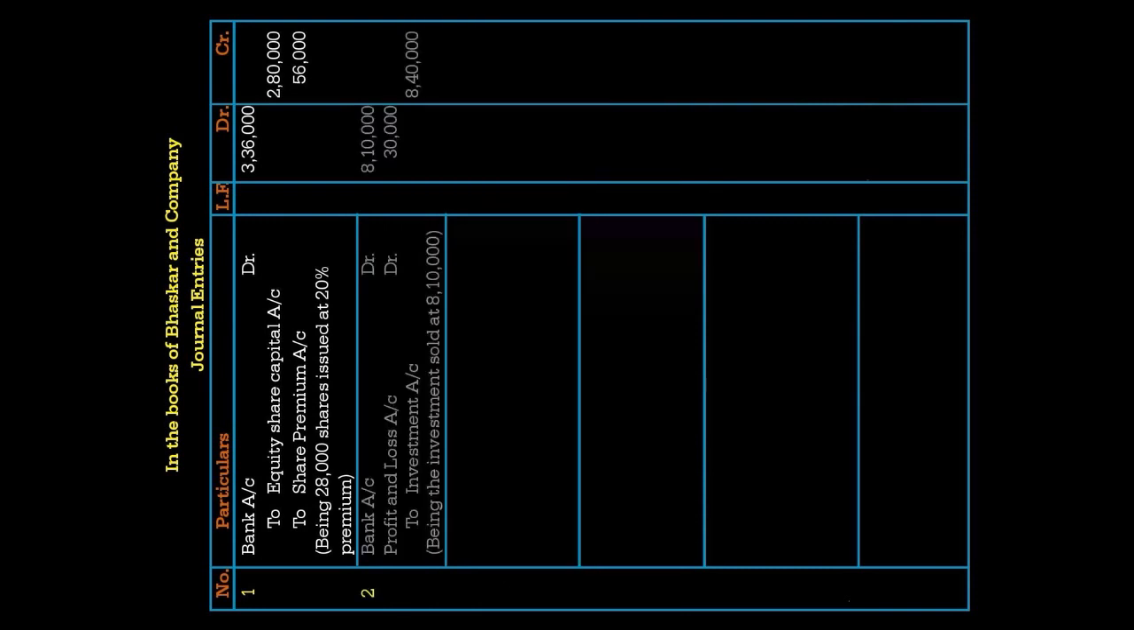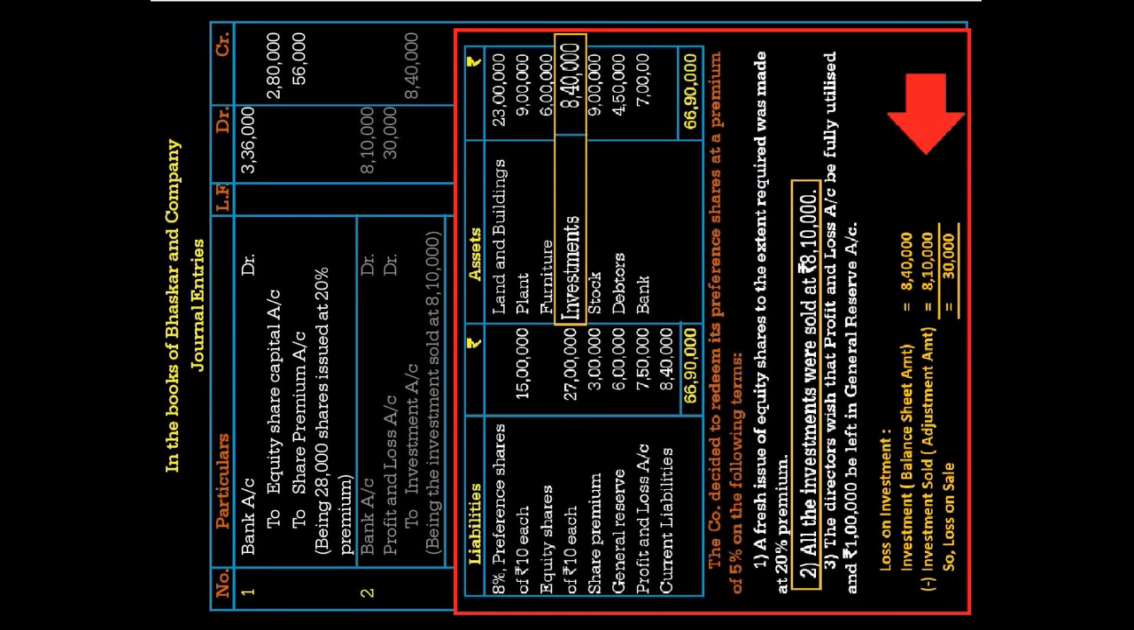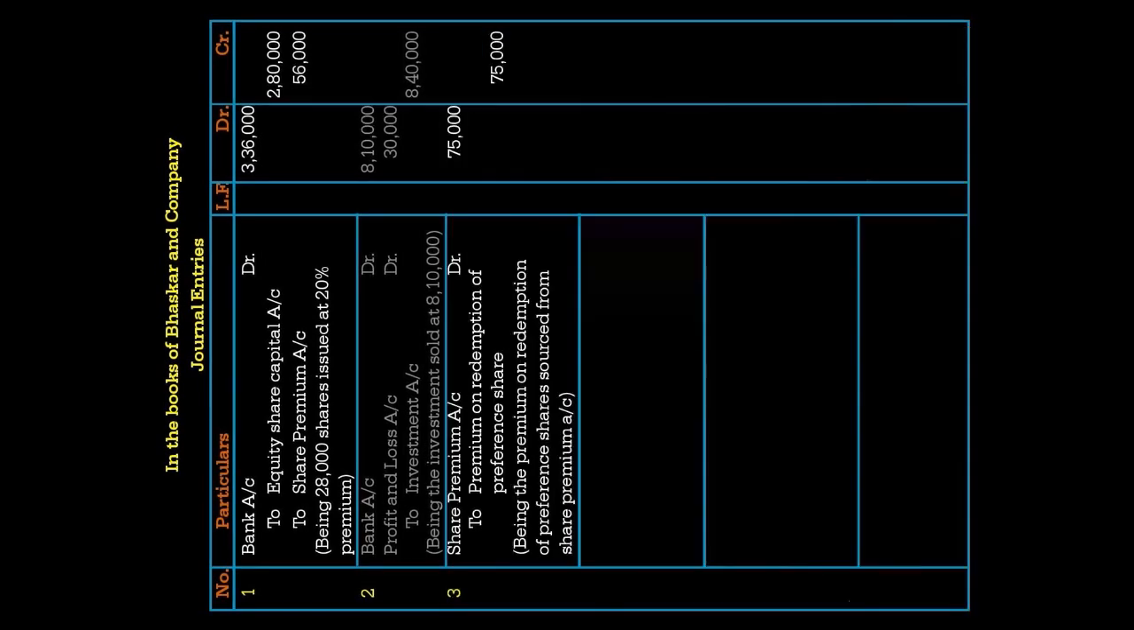Let us write the next entry for sale of investment. By selling investment we get money. That's why bank account debit. It is sold at a loss, so profit and loss account debit, to investment account. Investment account is the balance sheet value, 8,40,000. Bank account is the actual amount we are receiving, that is the sale proceeds of the investment, 8,10,000. The difference is 30,000 loss. It is transferred to profit and loss account.